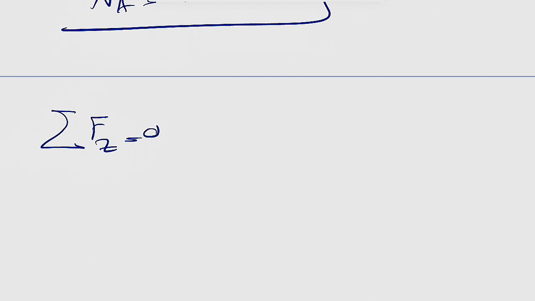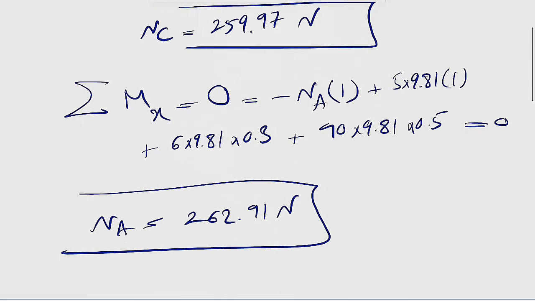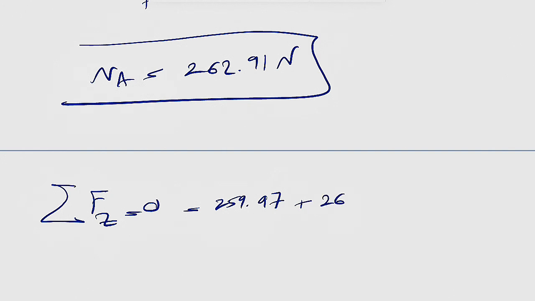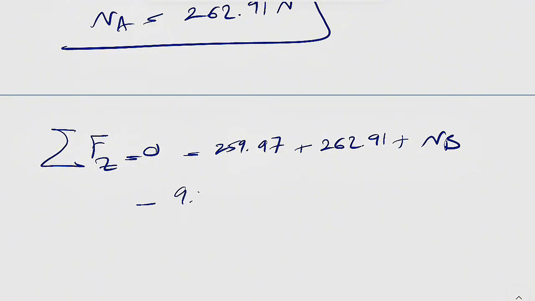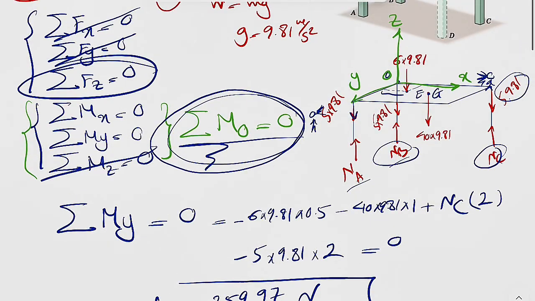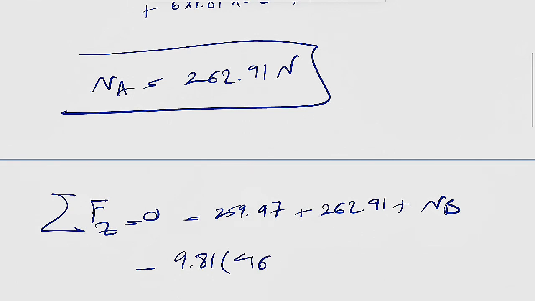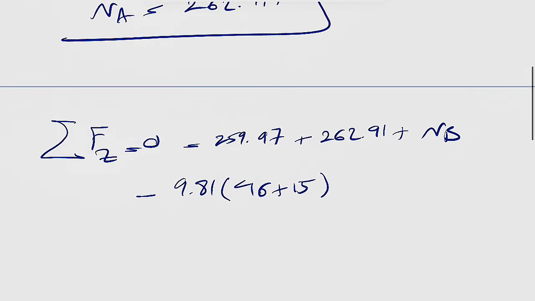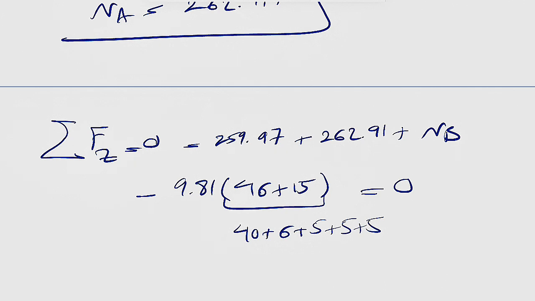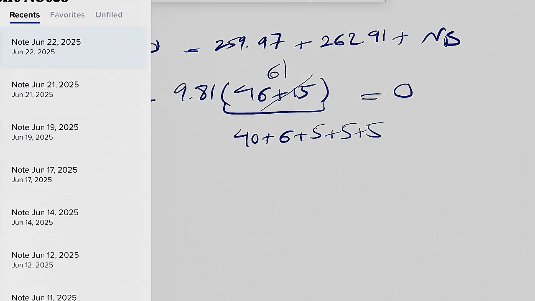So the sum of all forces in Z equals 0, which means we have NA, which we found, 259.97 plus 262.91 plus NB minus, one thing we can do in here, we can just factor 9.81 and add all the masses. So we have 6 plus 40, 46, and we have 3 legs, so 46 plus 15. Again, this is coming from the mass of all the legs. So 40 plus 6 plus 5 plus 5 plus 5 equals 0. So it's 61, and we can find NB here.